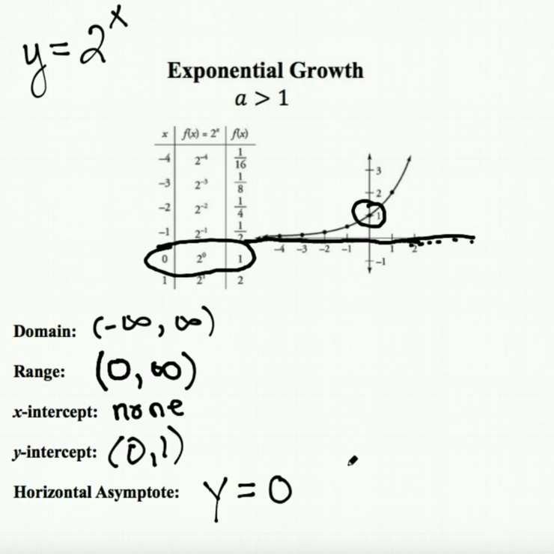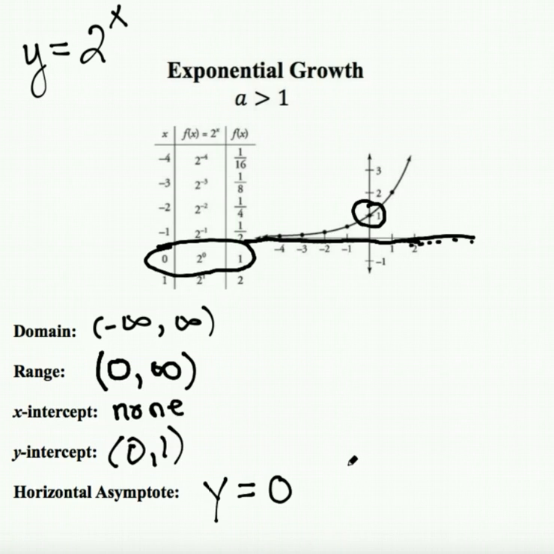So these are characteristics of an exponential growth function. Again, we see that it crosses the y-axis at 1. It has a horizontal asymptote at y equals 0, and the domain is -infinity to infinity. The range is 0 to infinity.